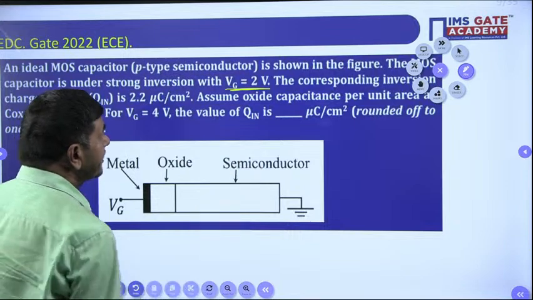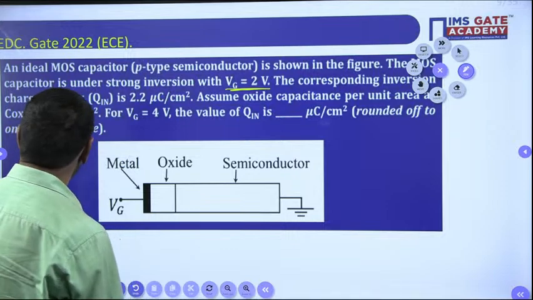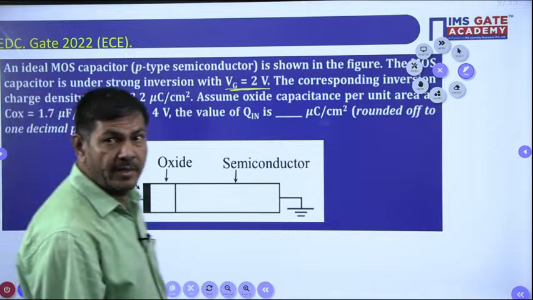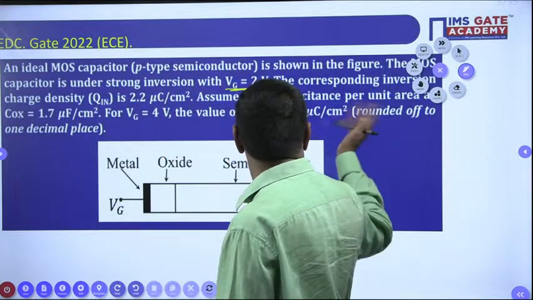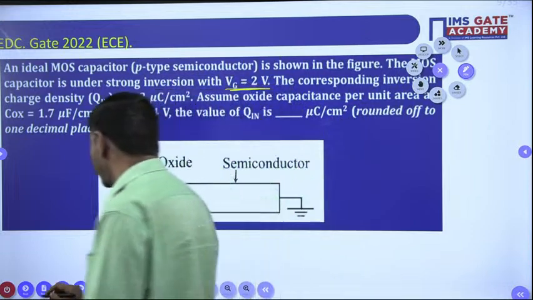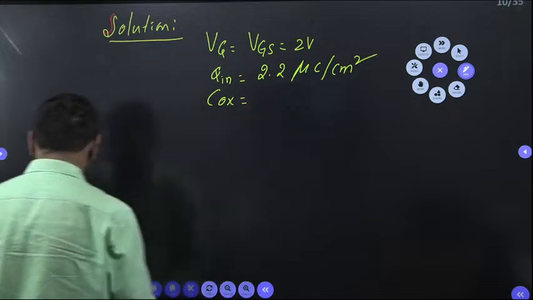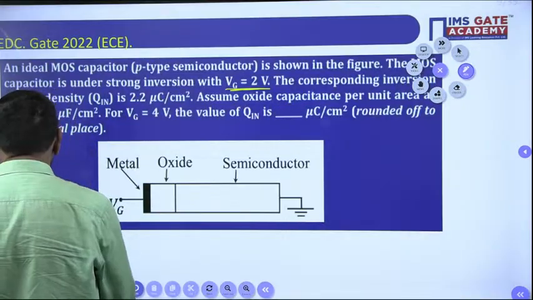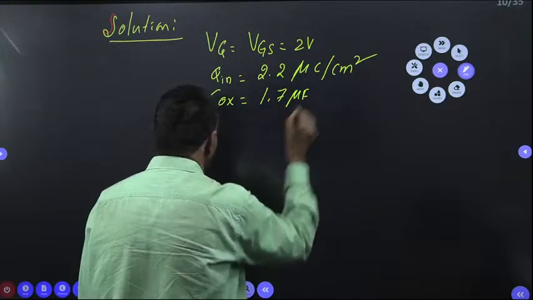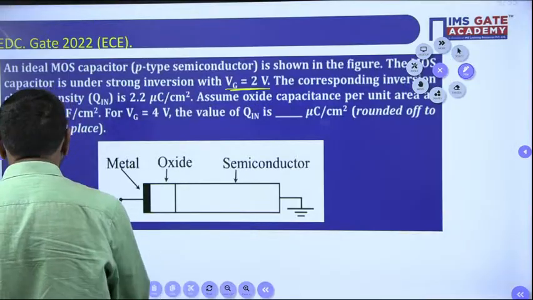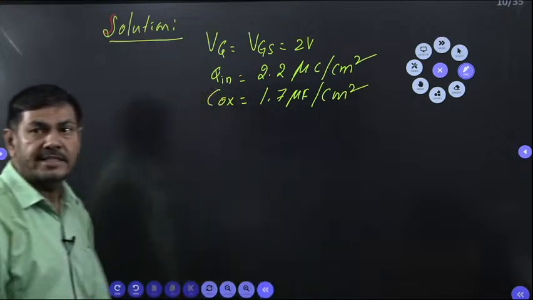Assume oxide capacitance per unit area COX is 1.7 microfarads per cm square. COX means, you know, the capacitance of the capacitor per unit area. It is given here now. COX is nothing but that value, 1.7 microfarads per cm square. That much value of COX is given in the problem.